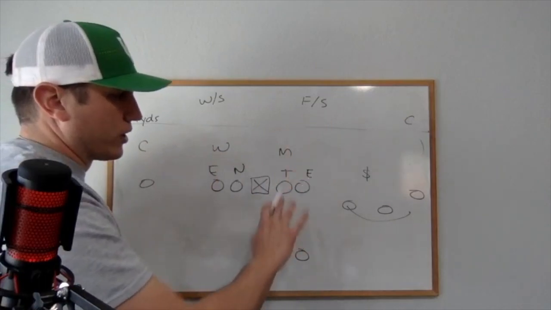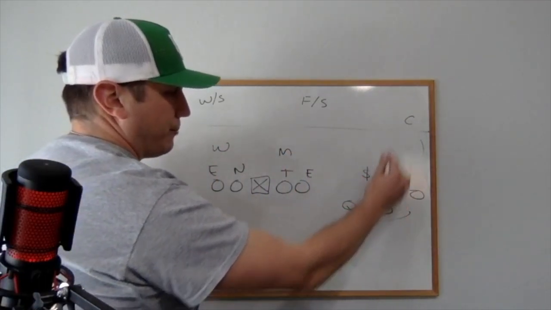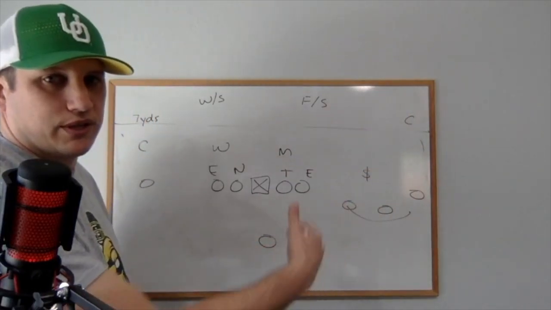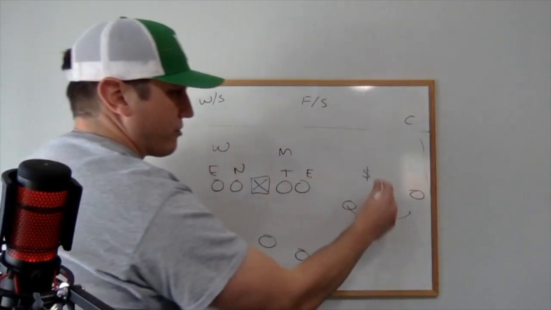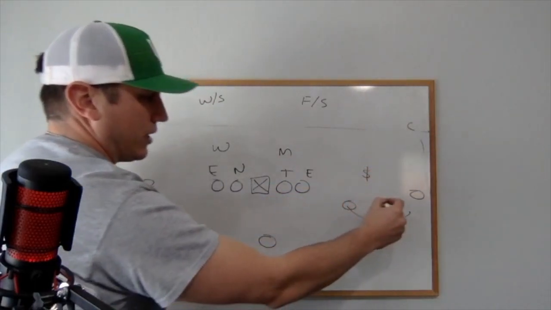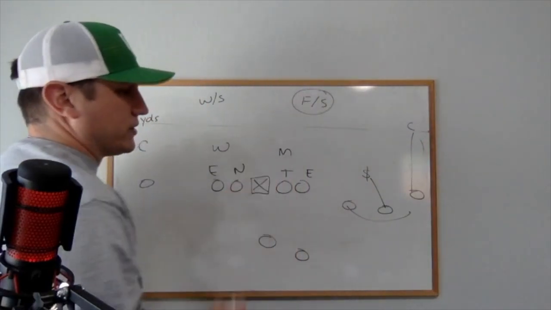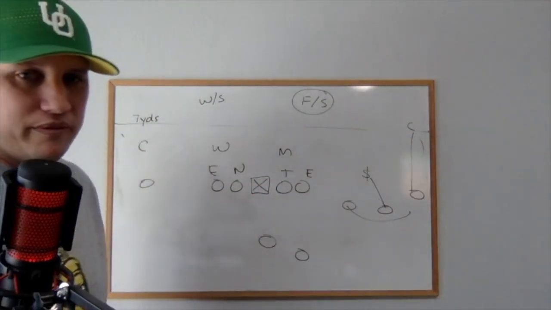But what we do here is we're going to run bubble to the right, and you can see that we've got leverage here, but most importantly, we've got the numbers to this side of the field. Okay, we've got 3 here. They've got 2 guys that are somewhat of a threat to us, right? And what we'll do is we'll just block this 2 for 2 on the out, and then this safety over the top is going to be expected to make an open field tackle.